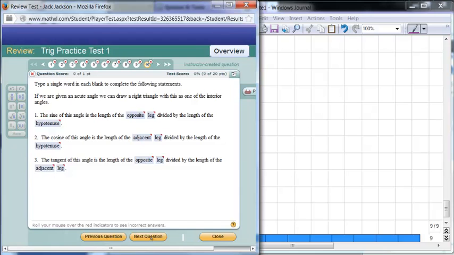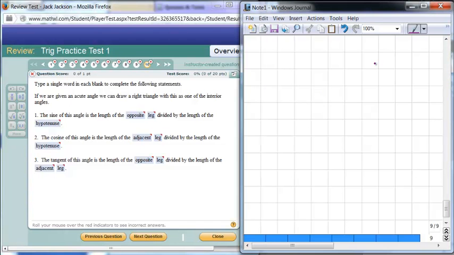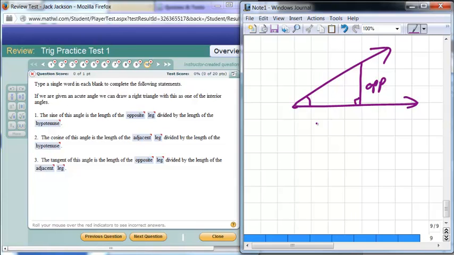Okay, if we're given an acute angle, we can draw a right triangle with this as one of its interior angles. And then we have the opposite side, the adjacent leg, and the hypotenuse. Of course, the hypotenuse is adjacent as well, but it's the longest one.